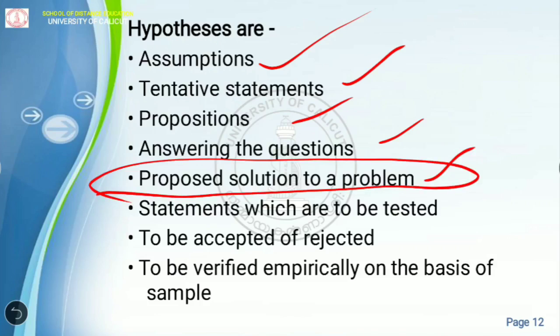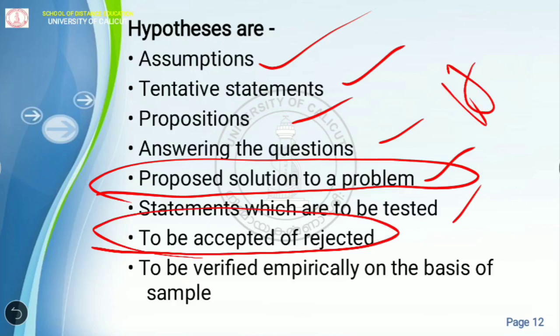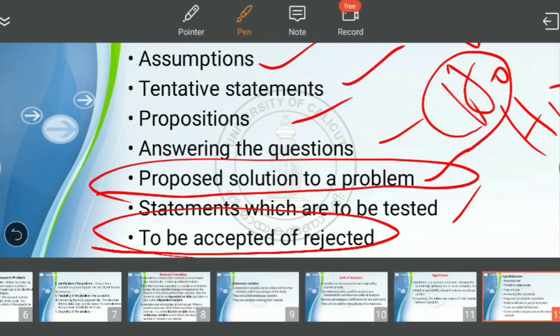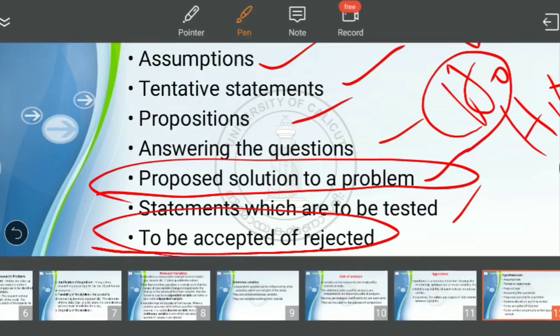Probable or proposed solution is called hypothesis. Statements which are to be tested are hypothesis. To be accepted or rejected is hypothesis. We have two types of hypothesis: null hypothesis and alternative hypothesis. So we will test the null hypothesis, and if the null hypothesis is true, we will accept the null hypothesis and we will reject the alternative hypothesis, and vice versa.